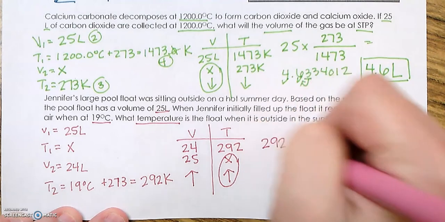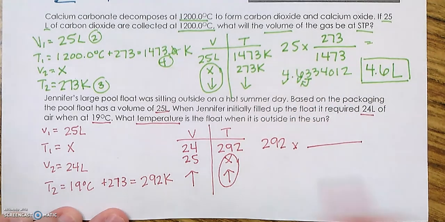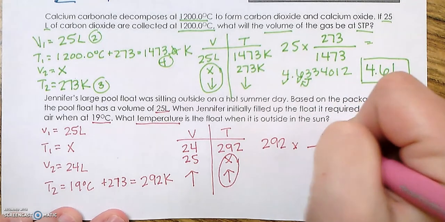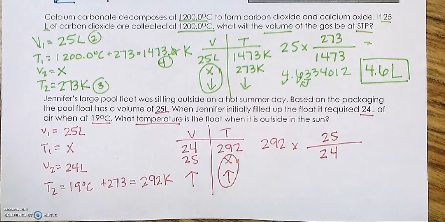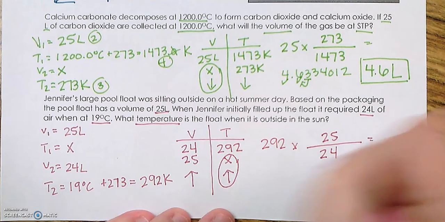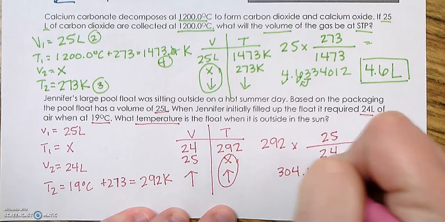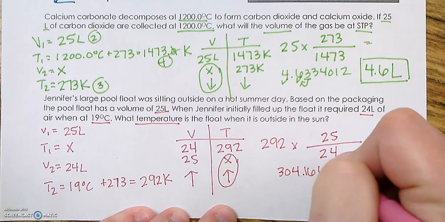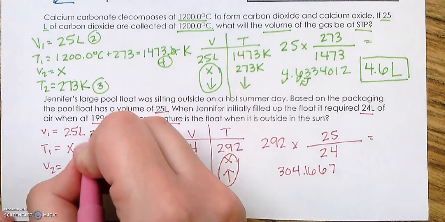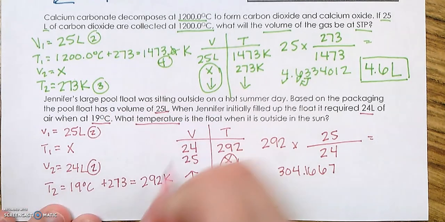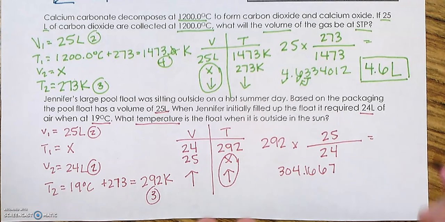So 292 times, looking at my fraction here, my bigger number is going to go on top of my fraction. So 25 divided by 24, so let's put that in our calculator. So I end up with 304.1667. Now let's talk about sig figs here. I have 2, 2, 3. So I can only have 2 in my answer, so I have 1, 2. So what does that 4 do to that 0?